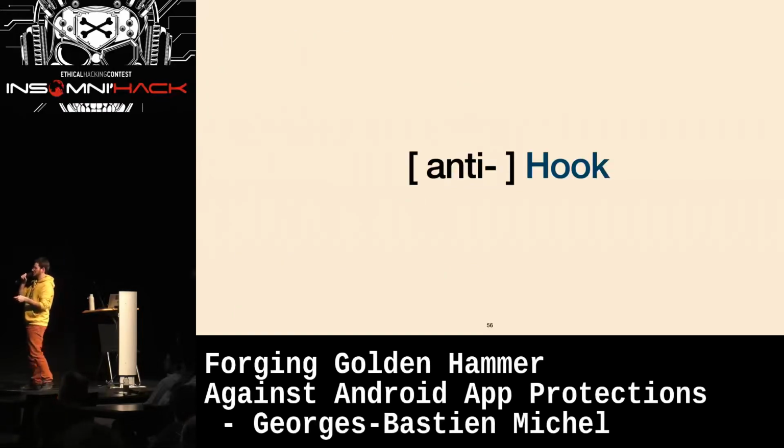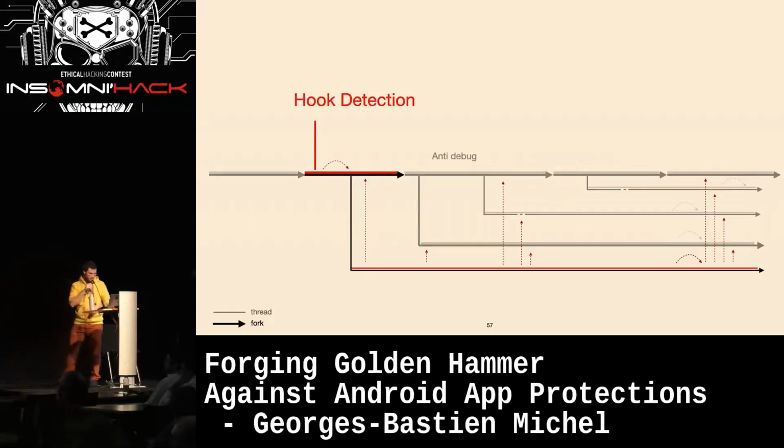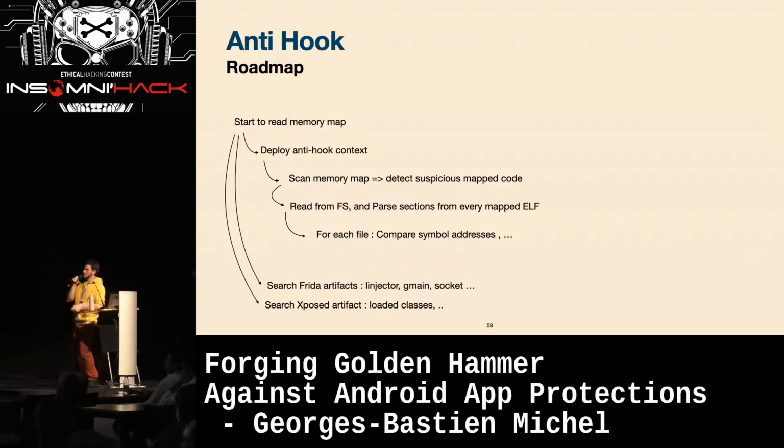Okay, now I will talk about anti-hooking. So remember, anti-hooking is next after the entry point. Here you can see a common roadmap for anti-hooking. It starts by reading prop maps contents in order to search suspicious libraries, and it will continue by checking range, and symbols.